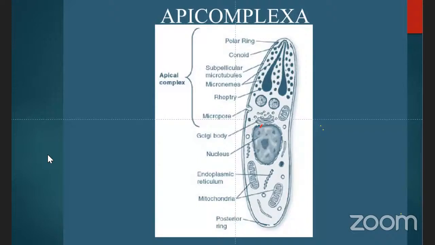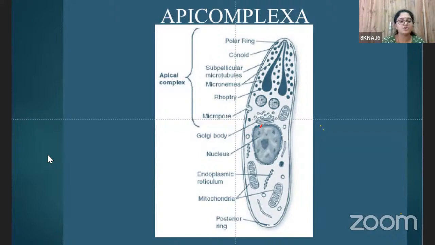Okay. So almost 2,000 species are present, 5 subclasses and 10 orders. Examples are Monocystis, Plasmodium and Sarcocystis. So these are the examples in the class Sporozoans.